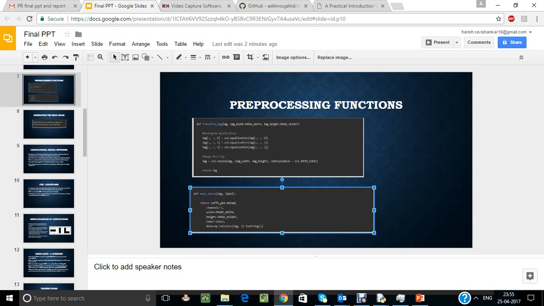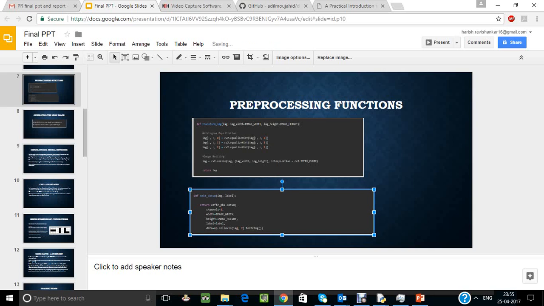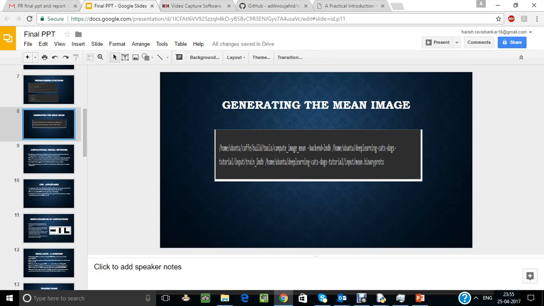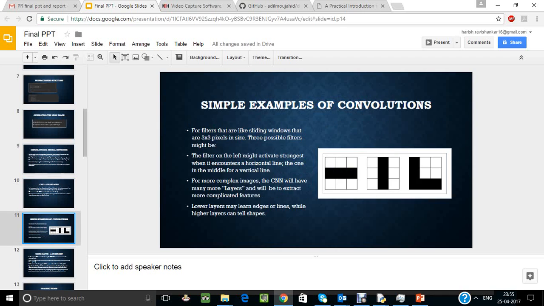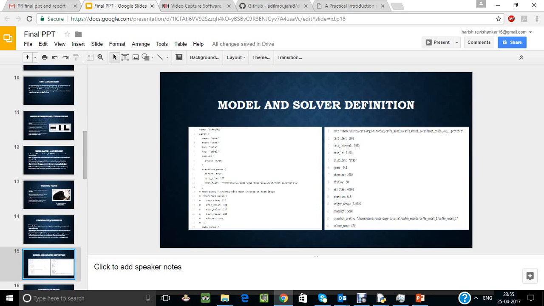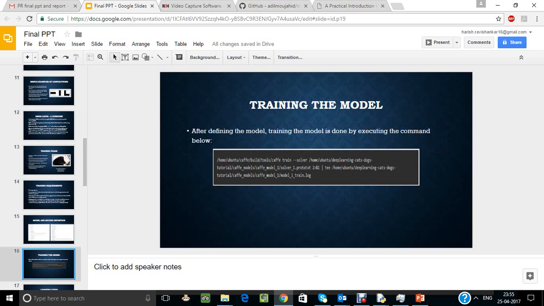The make datum function takes an image and generates a label for that particular image, and we fire the following command to generate the mean image from all the images that we have in our data set. This is a common pre-processing step in deep learning models.